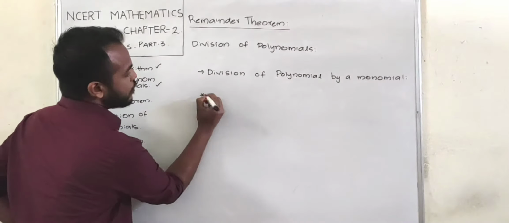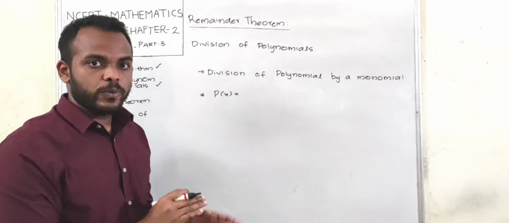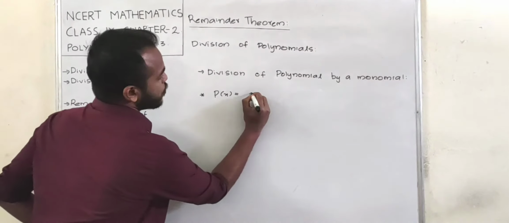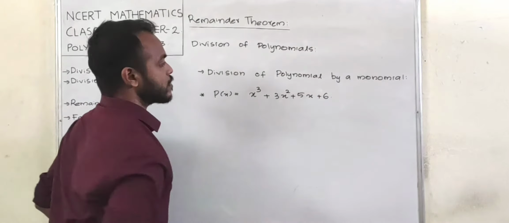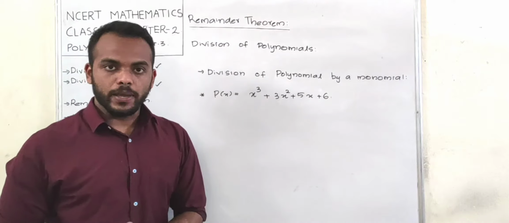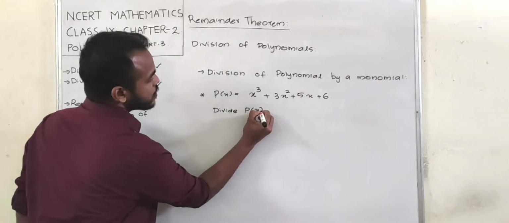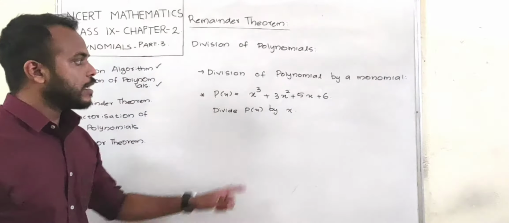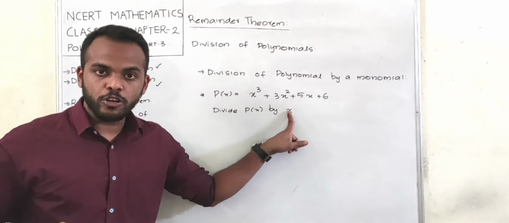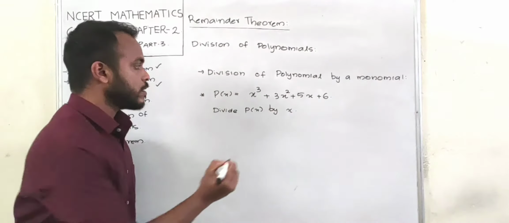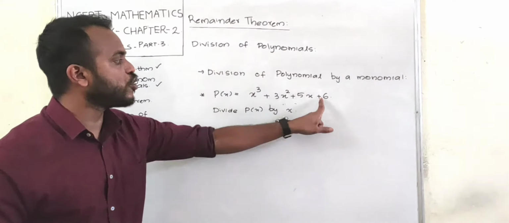For example, if we want to divide a polynomial p of x, how will you represent a polynomial? It's written as p of x is equal to. Now here is a polynomial for you, x cube plus 3x square plus 5x plus 6. This is clearly a polynomial. Now, if you are asked to divide p of x by x, you are asked to divide this polynomial by a monomial. Can you say whether it's a monomial? Of course, because there is only one term, only x is there, so that's a monomial.